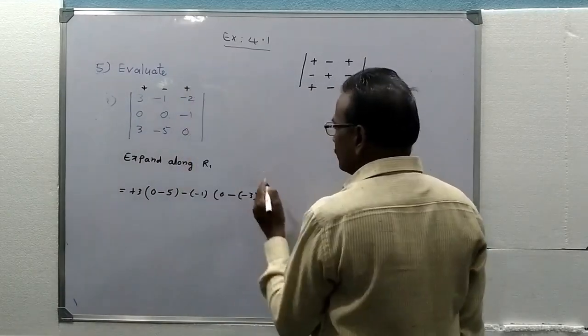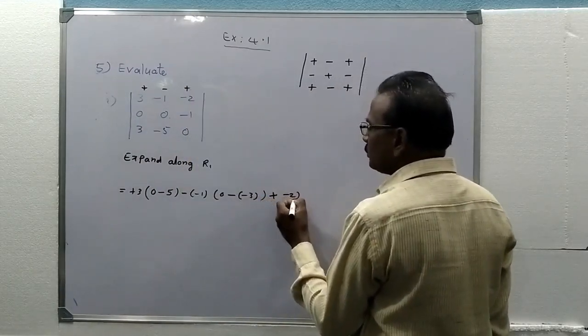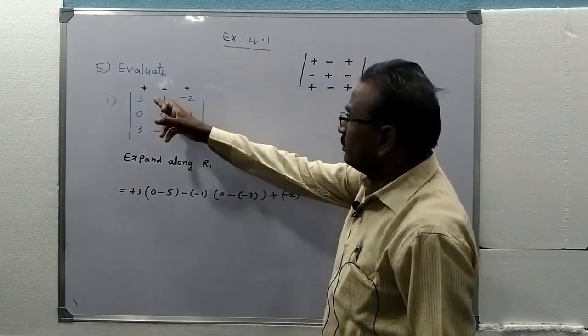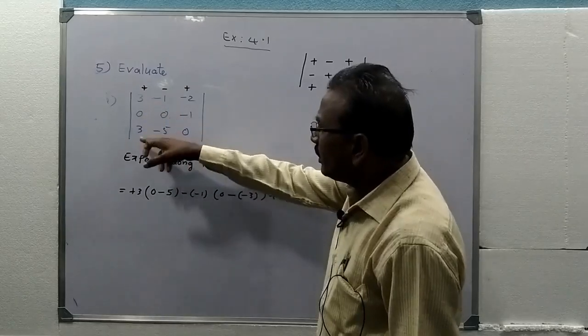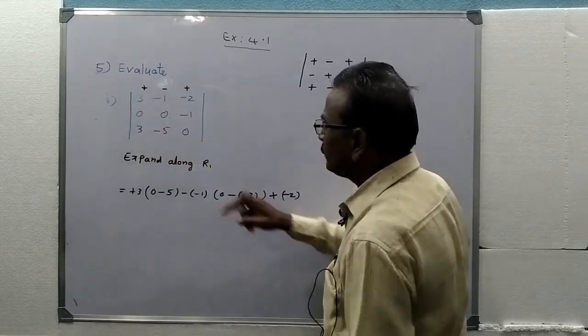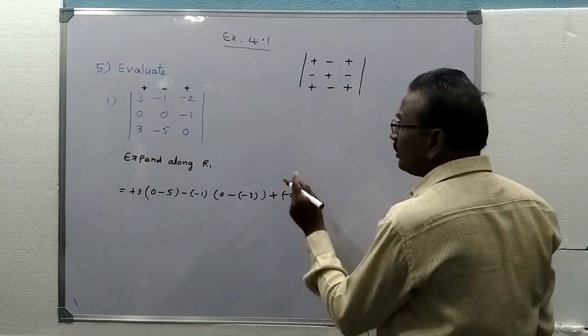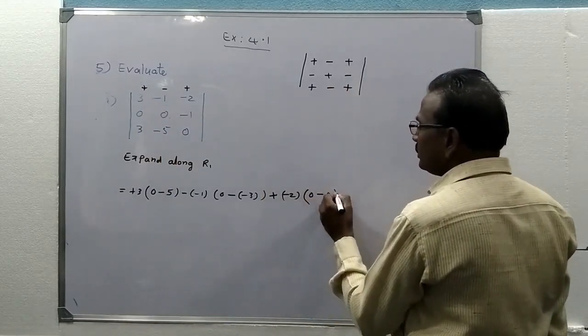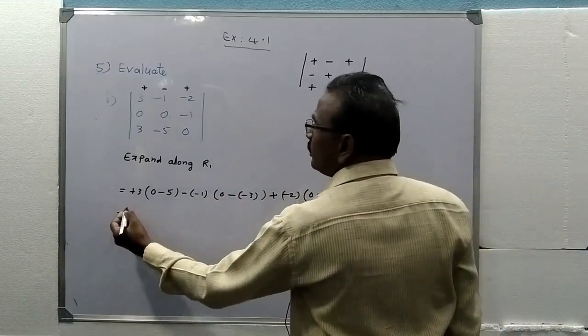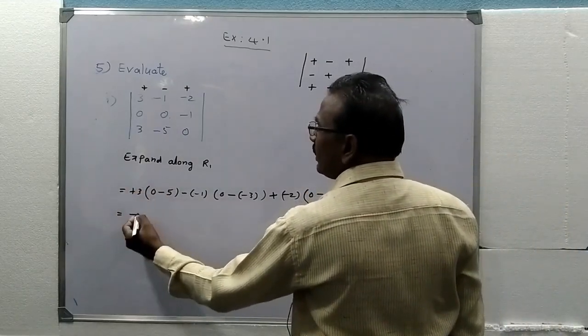Next, sign is plus, element is minus 2. Here minus 2 is the first row, third column element. Delete the first row and third column. What are the remaining 4 elements? 0, 0, 3, minus 5. So what is the determinant of those 4 elements? 0 into minus 5 is 0, minus 3 into 0 is 0. So that is 3 into plus 3 into minus 5, that is minus 15.